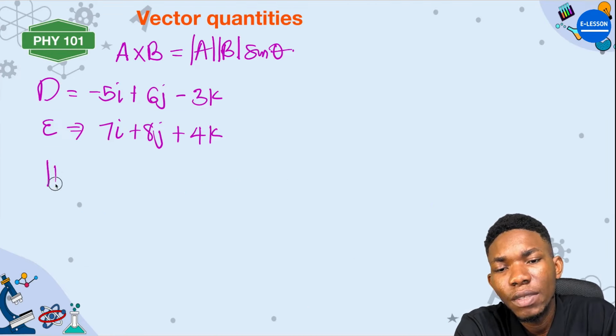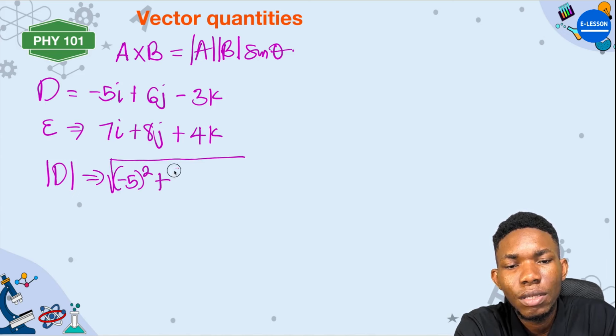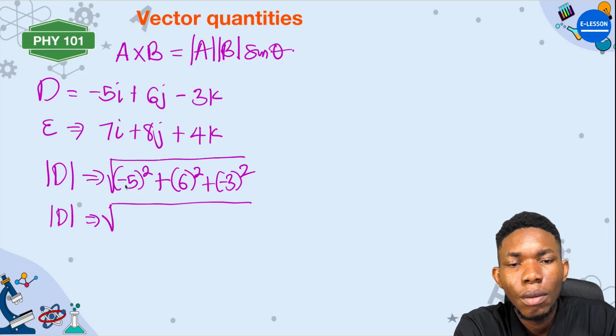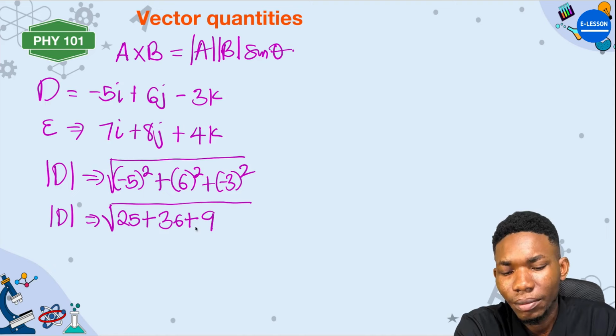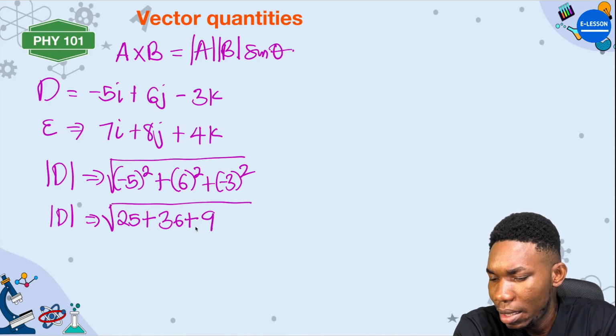Now, let us find the magnitude of D. What do we say the magnitude of D is? Magnitude of D is the square of everything you have here, then square root. Minus 5 squared plus 6 squared plus minus 3 squared. So magnitude of D will be equal to the square root of minus 5 squared, which will give us 25, plus 6 squared, which will give us 36, plus minus 3 squared, which will give us 9.